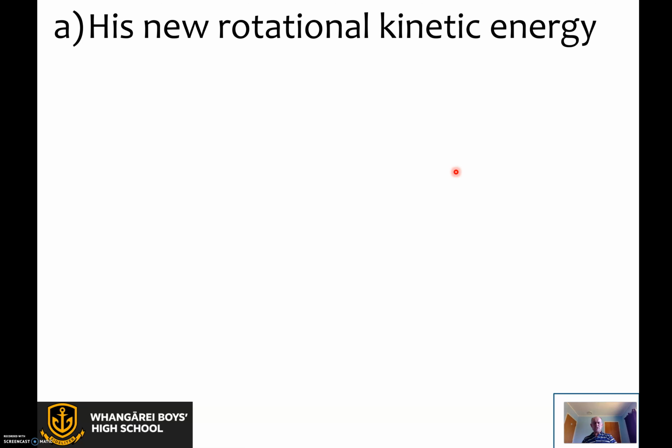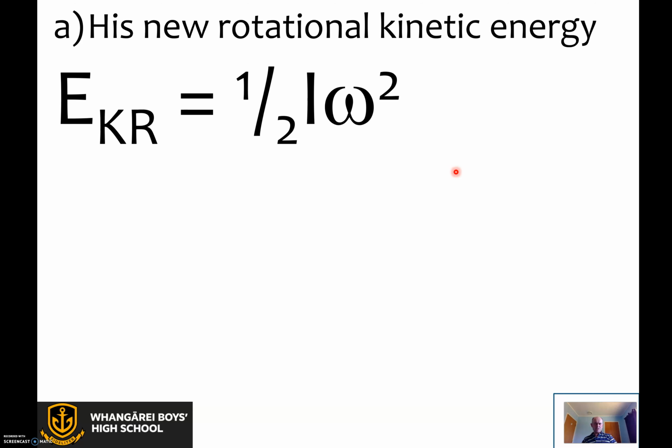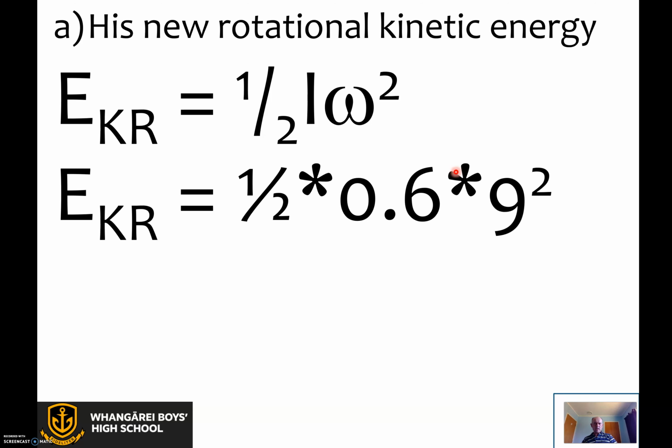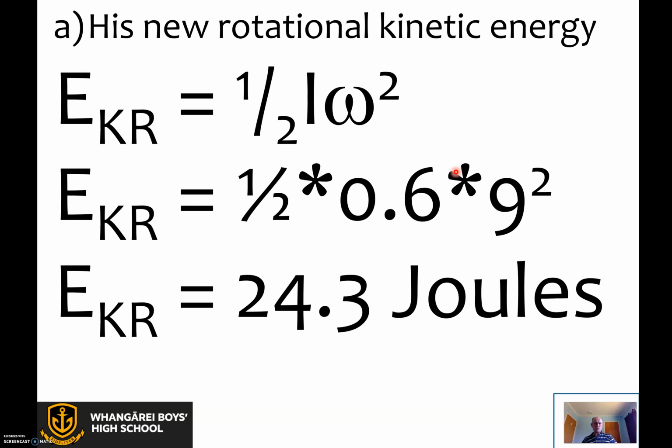My new rotational kinetic energy. Again, feel free to pause this video and do the calc yourself. E_K rotational is a half I omega squared, a half times 0.6 times 9 squared. So my new kinetic energy is 24.3 joules.